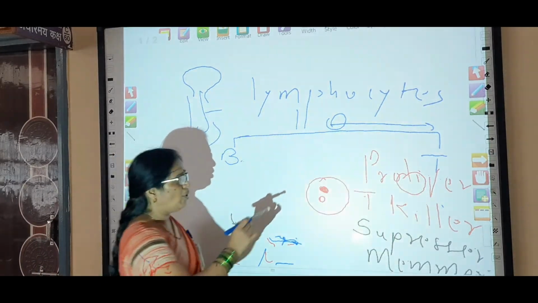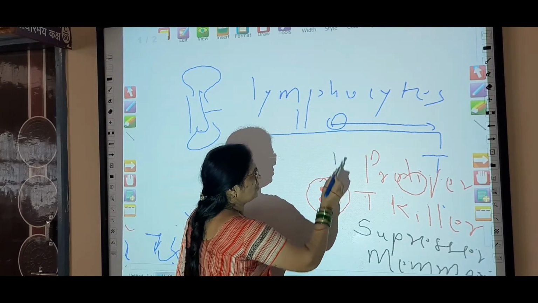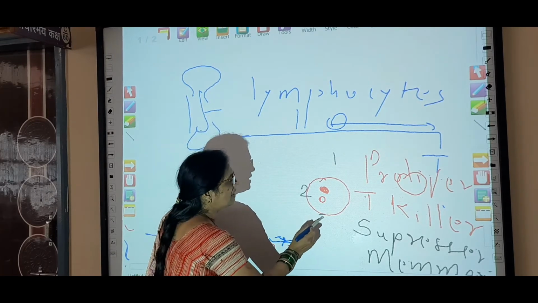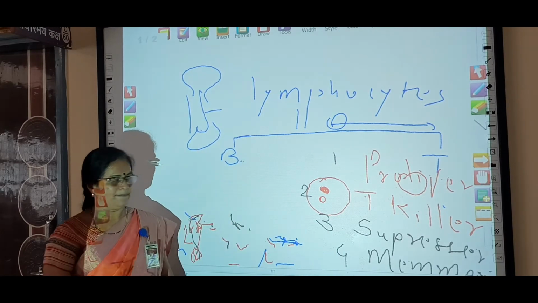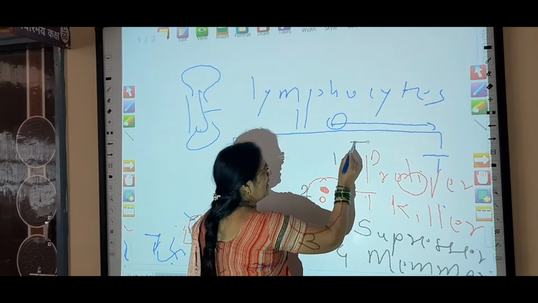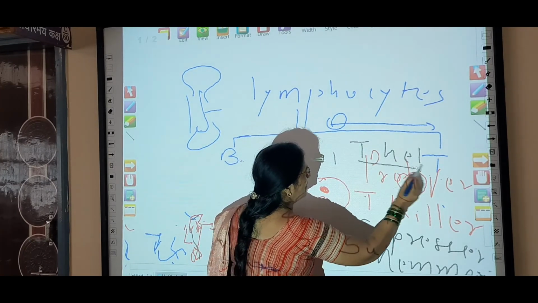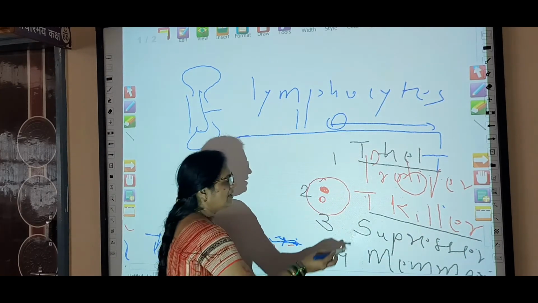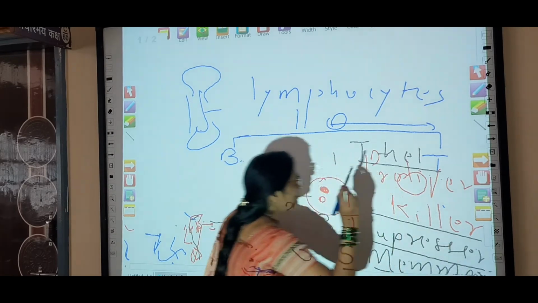So there are four types of cells. One is the T helper cell. Second is the T killer cell. Third is the suppressor cells. And fourth is the memory cells.